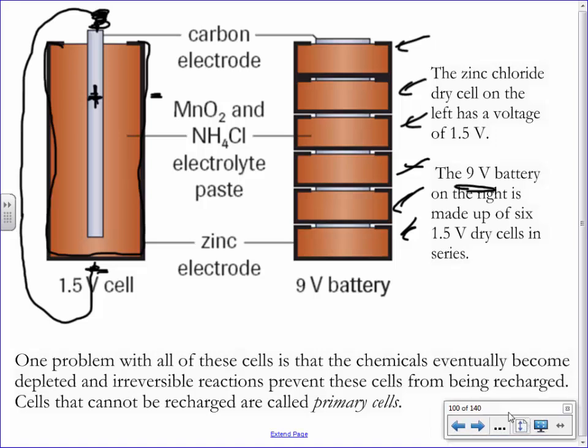So, okay, other terms I need you guys to know. The term primary cells. You can probably guess the definitions of these. A primary cell is a battery that runs, and then once all of the electrons have run through their loop, it's now dead.